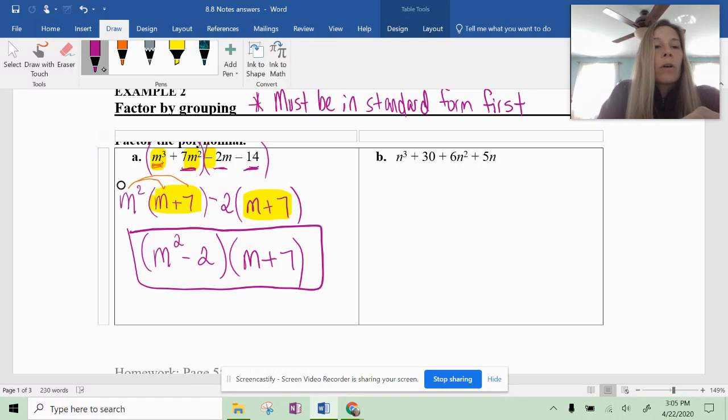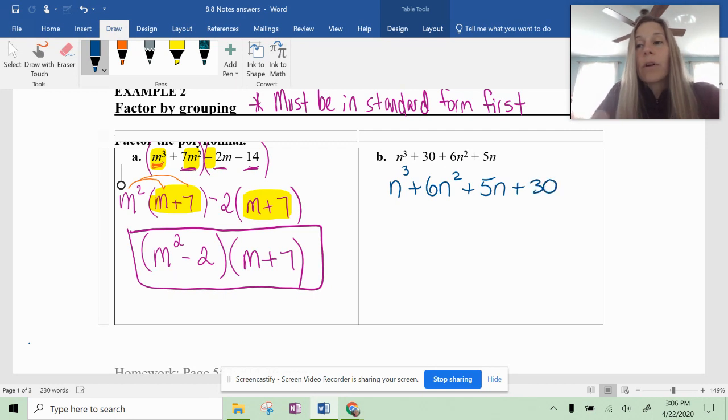All right, now when we take a look at the next example, going back to what I said up top, it must be in standard form first. So we have n cubed, but then we would have to put it in order where the 6n squared comes next, then the 5n, and then the 30. Now it's in standard form. So now we can group together the first two terms and group together the second two terms.